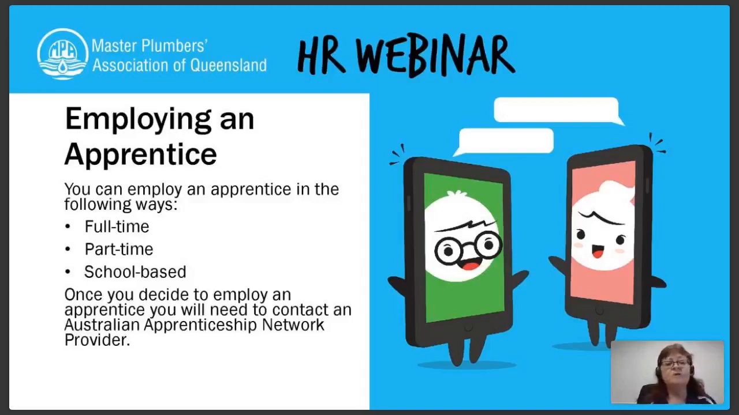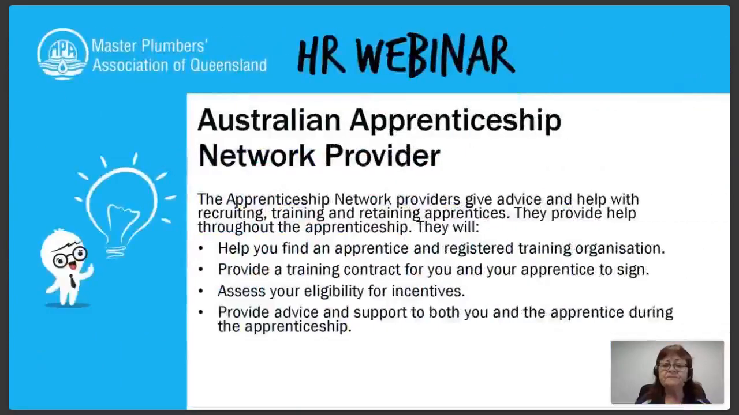So we'll go back to employing the apprentice. So as I said, you can have a full-time, a part-time, or a school-based apprentice. So once you decide to employ an apprentice, you'll need to contact an Australian apprenticeship network provider. So the network provider is actually contracted by the government to assist employers and potential apprentices throughout the apprenticeship process.